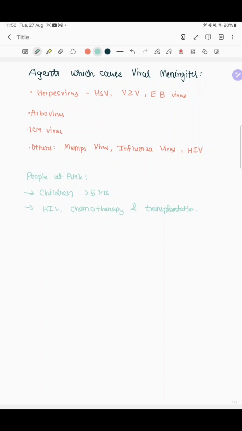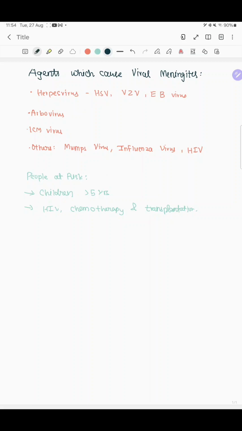The clinical manifestations are the same as those seen in bacterial meningitis. These include headache, fever, stiff neck, photophobia, sleepiness. Now we are going to look into detail at the agents which cause viral meningitis.